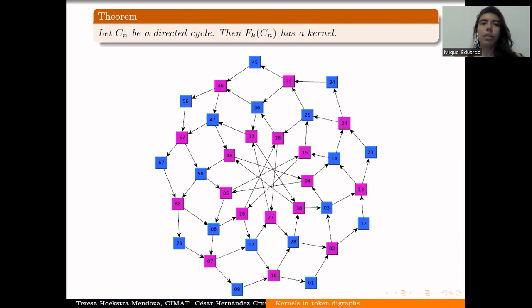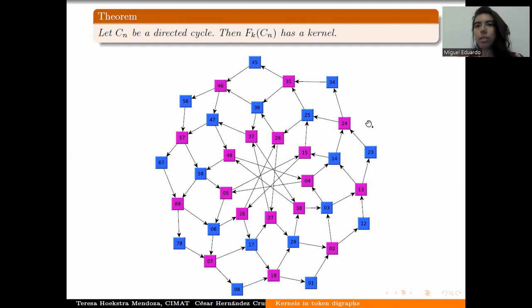Obviously, if our directed cycle is of even length, then trivially it has a kernel and we are done. So the proof is basically just focused on the case when we have a cycle of odd length and when k is larger than 3, because when k equals 2, it's really easy to see that it always has a kernel. For example, this picture here is the token digraph of the directed cycle on 7 vertices. And then the blue vertices form a kernel for this digraph.